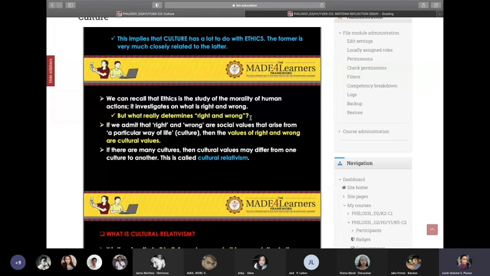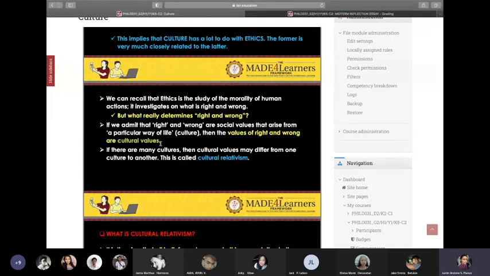In our previous lessons, we discussed objective principles that serve as basis for the morality of human actions. But here we will consider a different perspective. If we admit that right and wrong are social values that arise from a particular way of life, that is culture, then the values of right and wrong are cultural values. Right and wrong pertain to the things that people do, to the customs of a people, and the customs of a people pertain to their culture, their way of life. Therefore, right and wrong are social values because they pertain to the actions of people in society, and these values are also cultural values. They are embedded in culture.